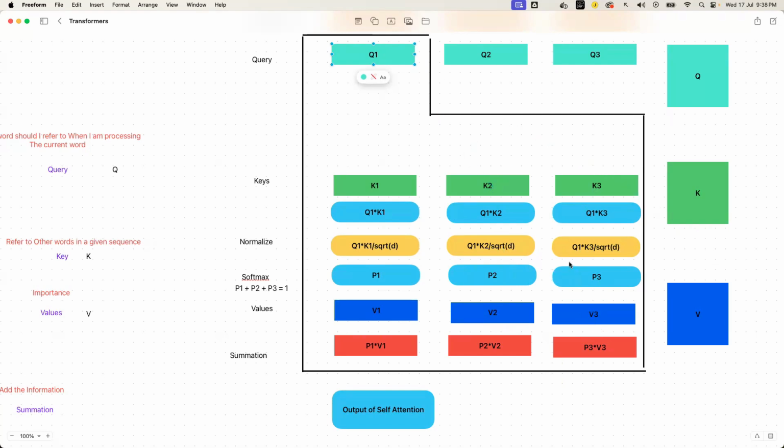So as a result of this, it's clear to say that whenever data is getting processed for the current word in my self-attention layer, it would be looking at the other words in my given sequence. So that's the intuition behind the self-attention layer of this transformer model.